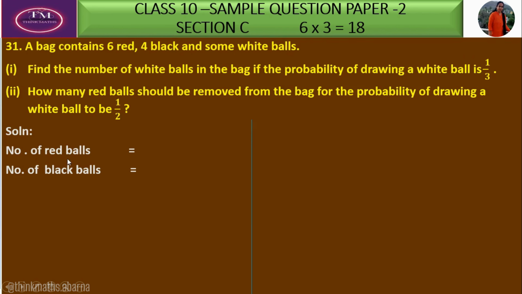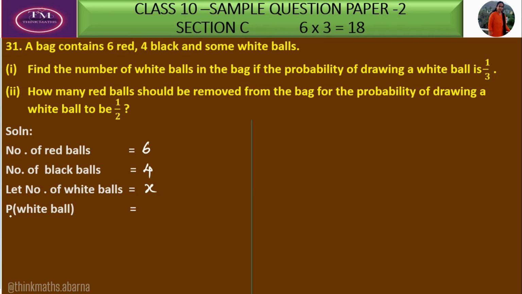So what all is given? Number of red balls equal to 6. Number of black balls equal to 4. Let us assume the white balls as x. So let the number of white balls be x.